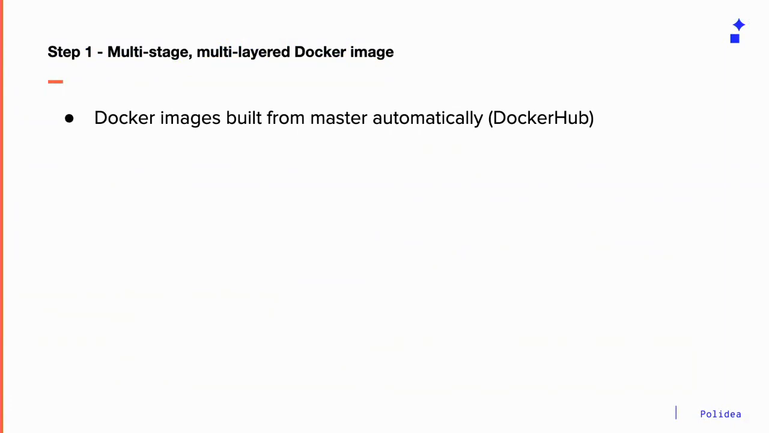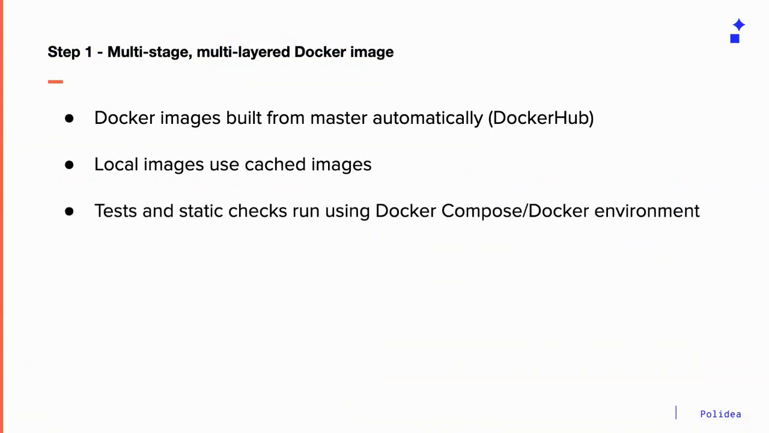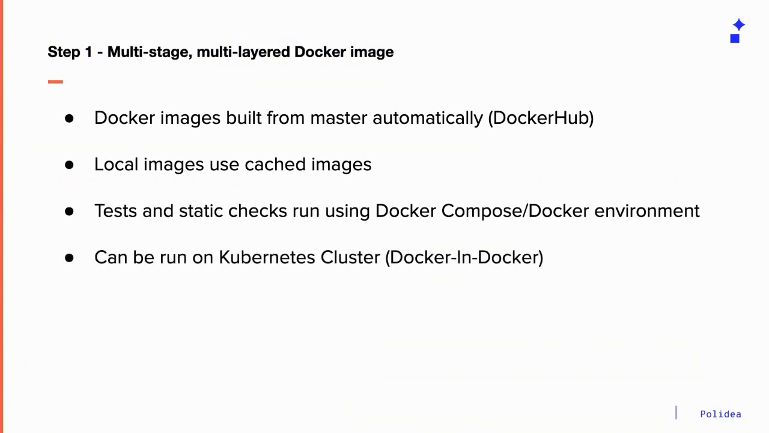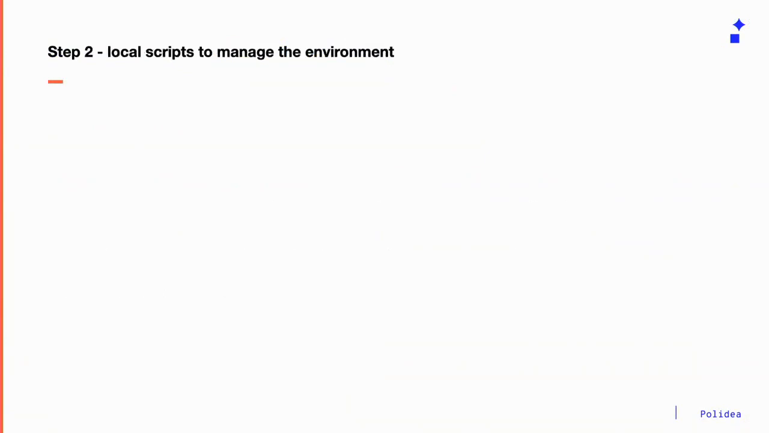What happened? I implemented Docker images, which are multi-staging and multi-layered, and it means that they are rebuilding only the last part that is needed. So it's very fast to rebuild new images when new dependencies come. We are using cached Docker images, and the tests and static tests are running in this Docker Compose environment. We can also run Kubernetes tests using Docker in Docker. This is something that we are working on right now. The tests are independent from the CI system that we use, which is a prerequisite for migrating out of Travis.